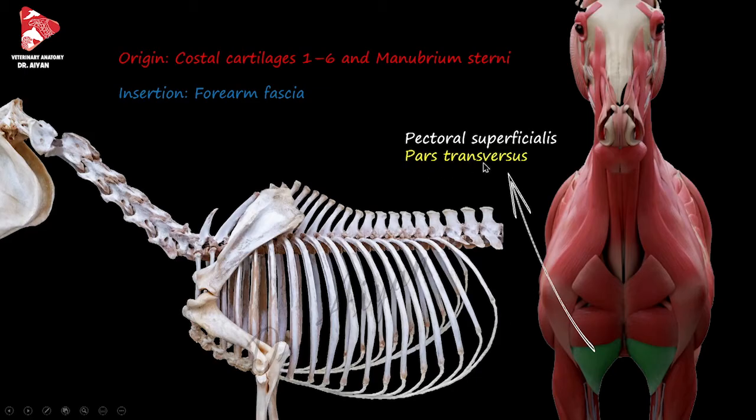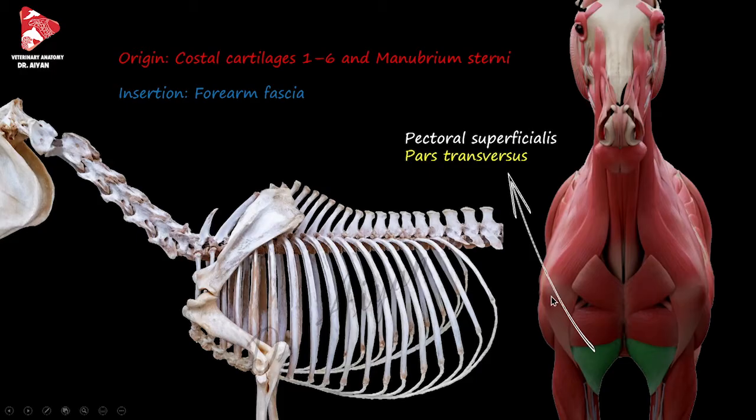This was the pars transversus of the superficial pectoral muscle. This muscle is innervated, both parts. So the superficial pectoral muscle is innervated by the cranial pectoral nerves, which are also branches from the brachial plexus.